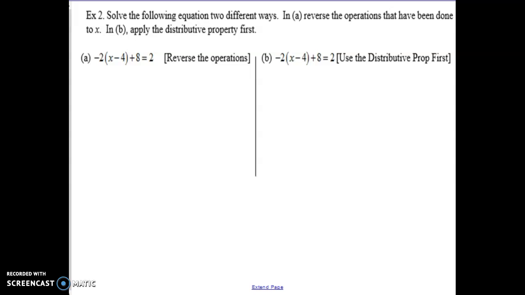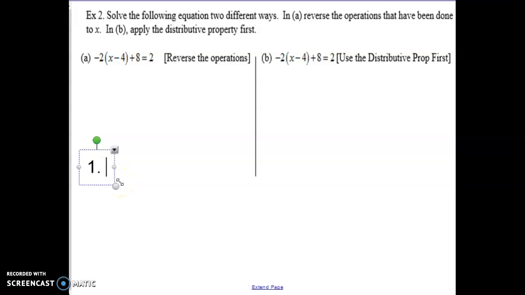So looking at example A, I have negative 2 times (x minus 4) in parentheses, plus 8, equaling 2. And if I wanted to make a quick list of things that we are doing, let me bring this list down here so we don't get in the way of what we're going to do, and you may want to do the same as well.